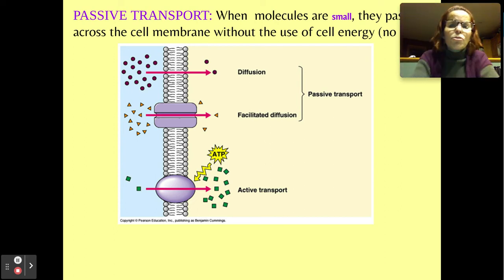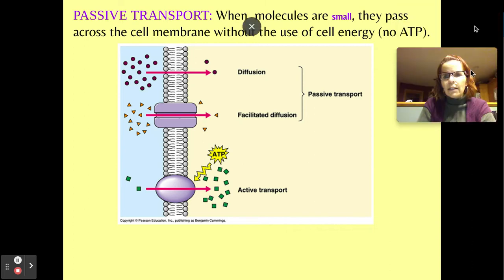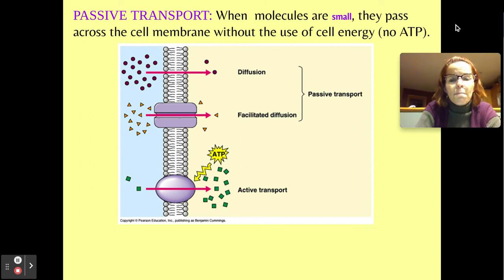So there's two types of passive transport. It says right here, when molecules are small, they pass across the cell membrane without the use of cell energy. Let's see. No ATP needs to be used. Okay, so take a look at the diagram. There are two examples of passive transport. Notice it doesn't say ATP by the top two examples. The first one, we see a molecule that can pass right in between the phospholipid bilayer, that's fancy words, of the cell membrane. That's just regular diffusion. Notice it's moving from where they're highly concentrated to where they're less concentrated. That's diffusion.